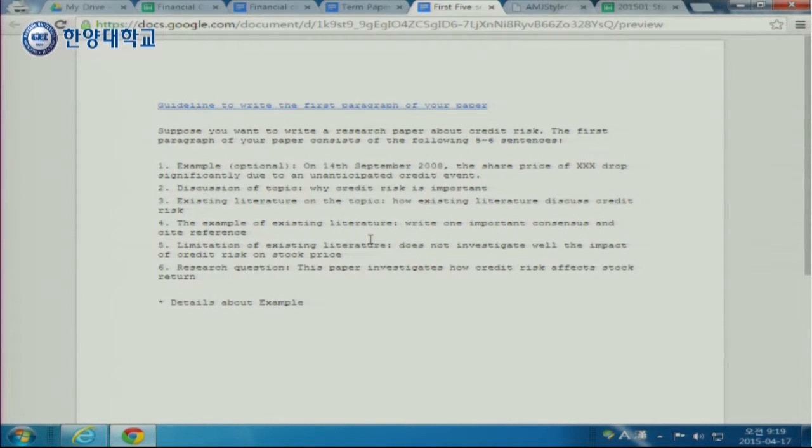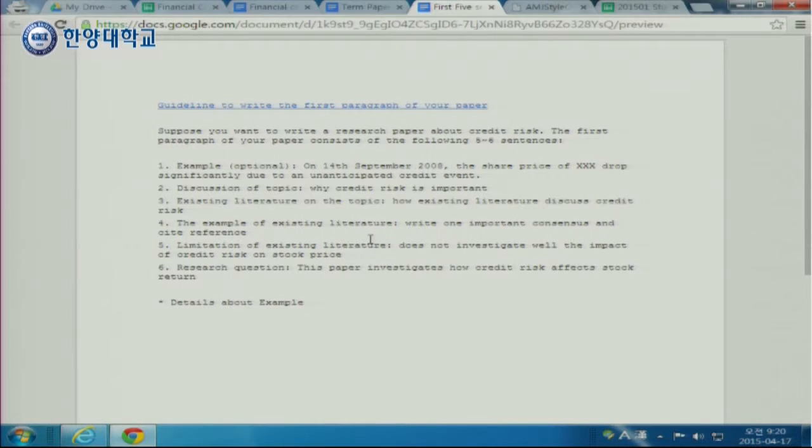The first sentence of the first paragraph is optional. It may start with some example in one sentence. And then the second sentence of the first paragraph is basically a discussion of your topic about why your research question is important. For example, if you write a paper about credit risk, the first sentence might be: on 14 September 2008, the share price of XXX dropped significantly due to an unanticipated credit event, something like that.